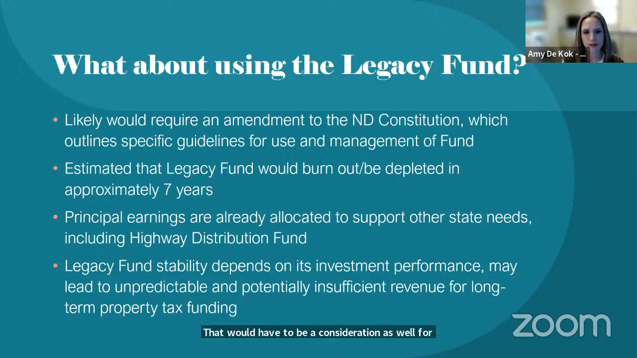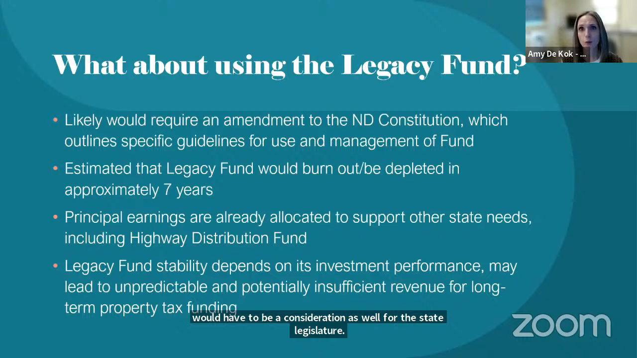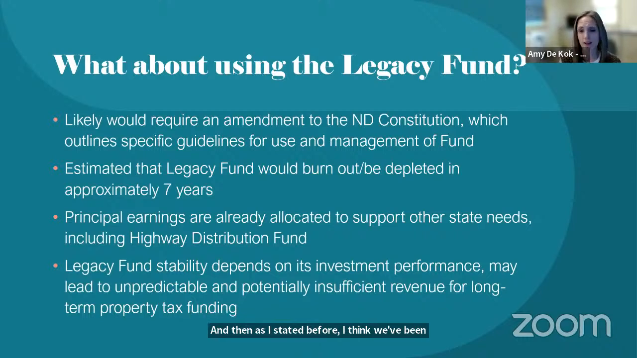And then, as I stated before, we've been largely fortunate to have the legacy fund grow in the way that it has. But that stability depends largely on its investment performance, which can be unpredictable. It's not a guaranteed sufficient revenue source for the long term to replace the property tax funding that we're getting. So those are a couple of things the state legislature would be looking at if Measure 4 were to pass: is the legacy fund a sufficient source to make these replacement payments?